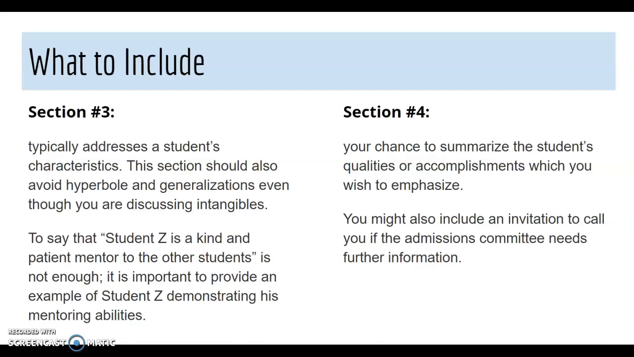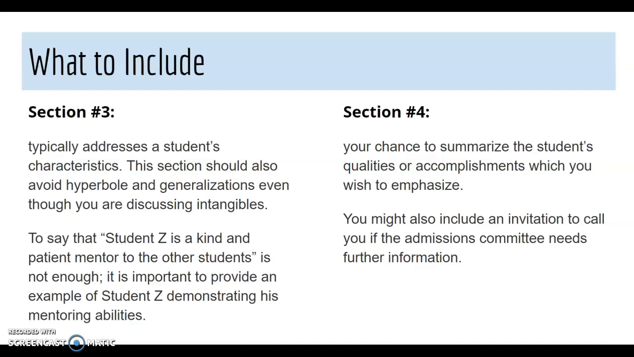And so, like this example, you want to say that the student is kind and a patient mentor to the other students, but you have to back that up with a specific example. And so you can talk about how that student supported younger students in accelerating through a math course or something of that nature, but it has to be specific.